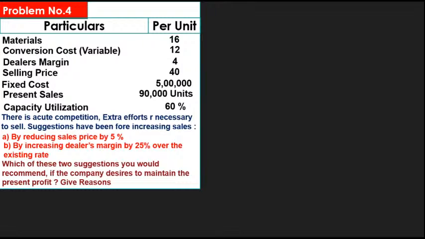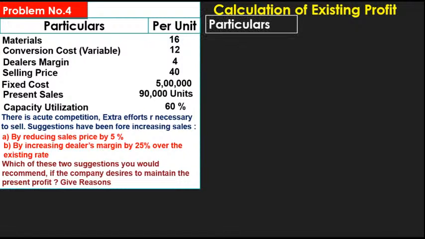Okay, now you can start to solve the problem. First one, calculation of existing profit. Now you are going for the decision. First you have to calculate the existing profit. Particulars, per unit: what is the cost per unit and what is the total cost for 90,000 units.